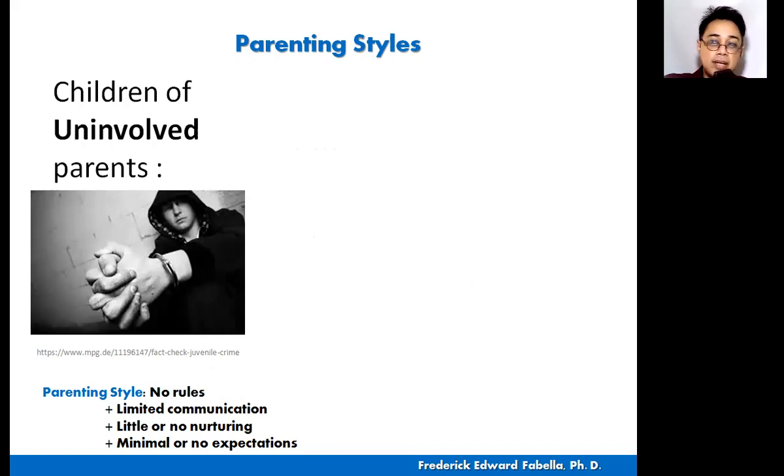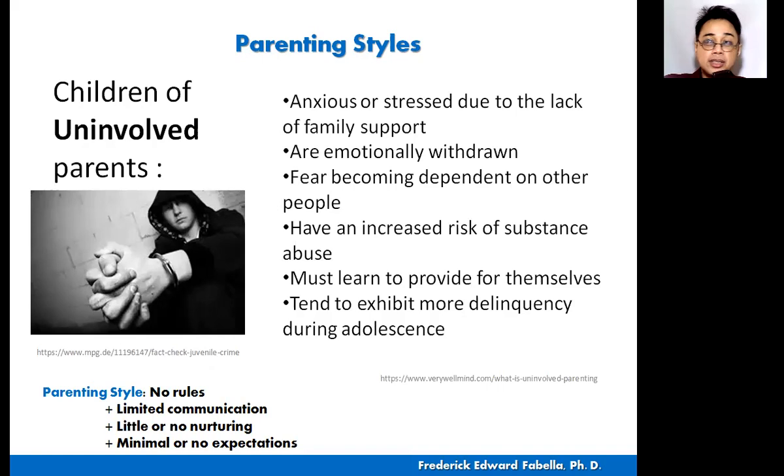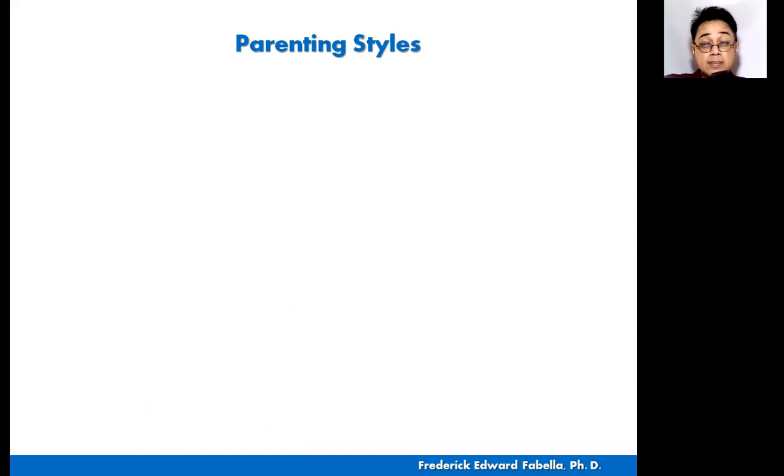Children of uninvolved parents become anxious or stressed due to the lack of family support. They are emotionally withdrawn. They fear becoming dependent on other people. They have an increased risk of substance use. They must learn to provide for themselves, and they tend to exhibit more delinquency during adolescence. Okay, so that's what happens to children of uninvolved parents.